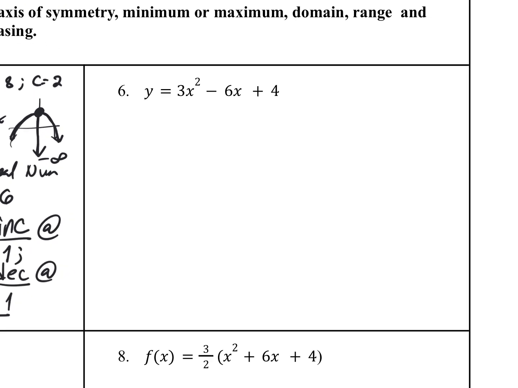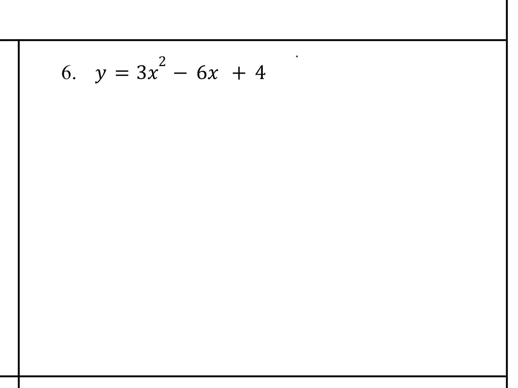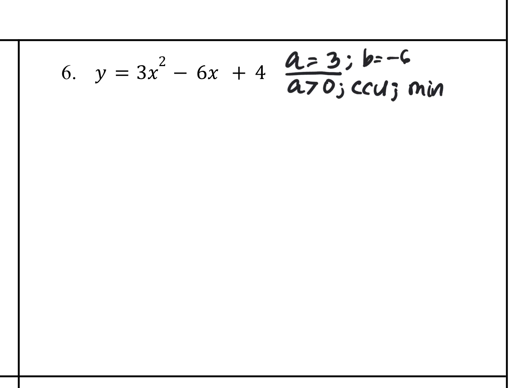Okay, number 6. Let's look at this number 6. My a here is going to be a is equal to 3. If my a is equal to 3, that's going to be a greater than 0, then it means it's going to be concave up. And if it is concave up, then I'm going to have my minimum value. Next, my b is equal to -6, and my c is equal to 4.